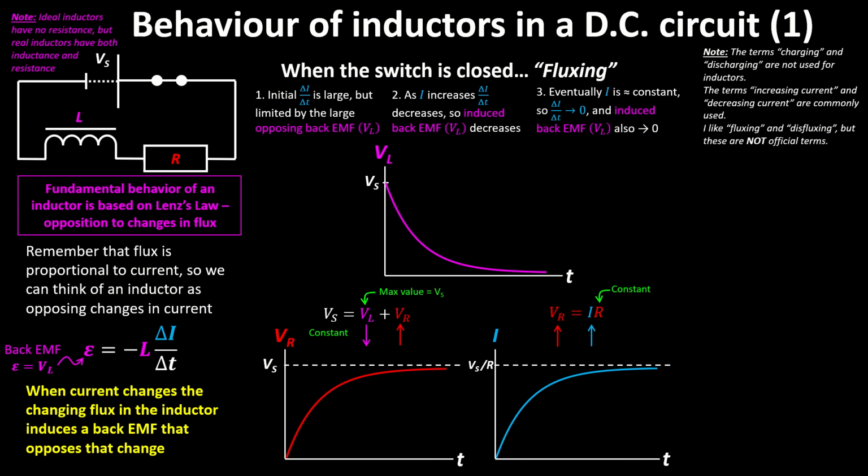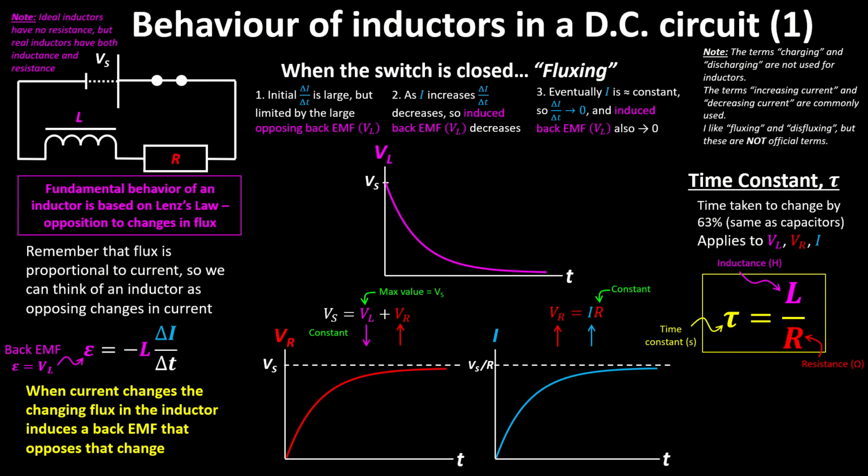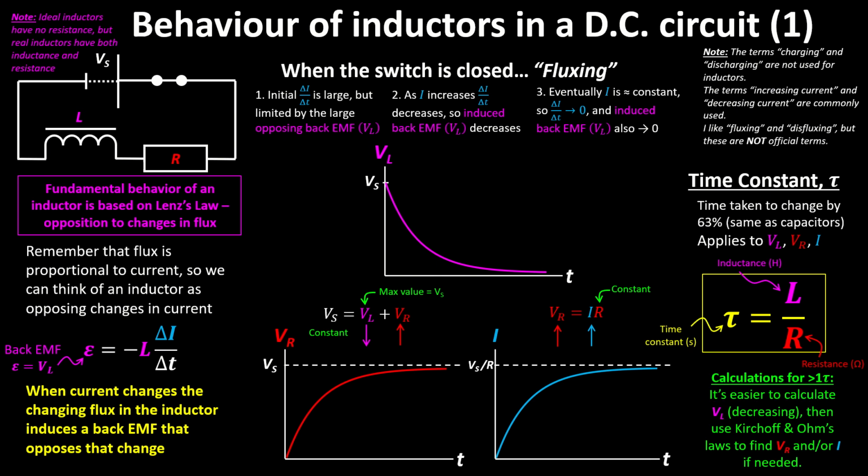Now we quantify the time that this takes in the same way that we would for a capacitor. We use the same idea of a time constant, which is the time taken for it to change by 63%, and it can be applied to any of those three things. So for an inductor resistor circuit, the time constant is given by L over R: the inductance in henries divided by the resistance in ohms. That gives you the time constant in seconds, the same as for capacitors.